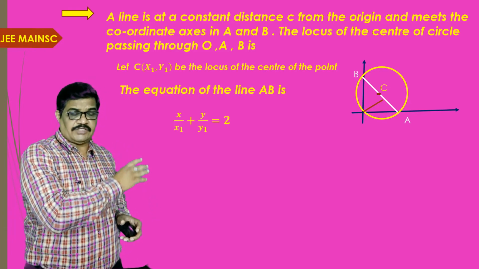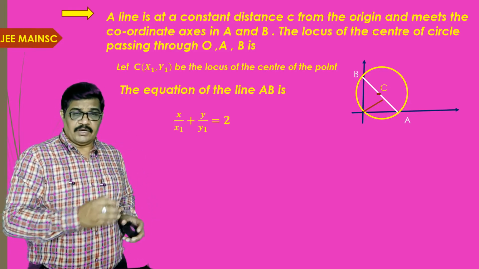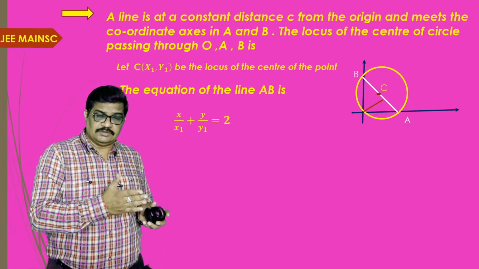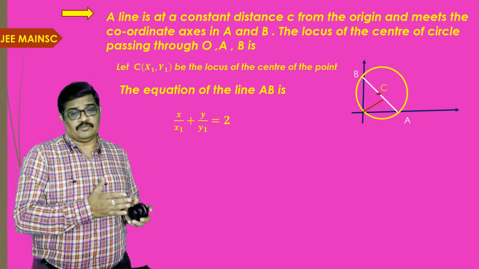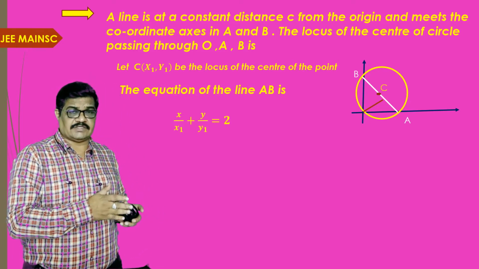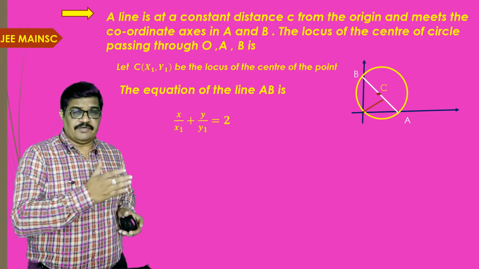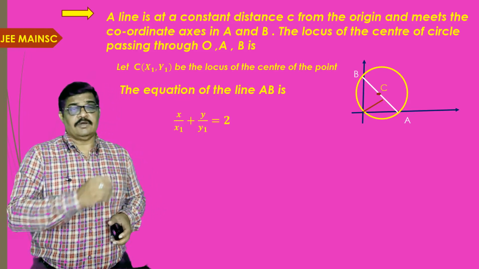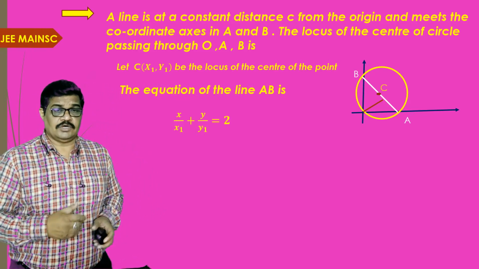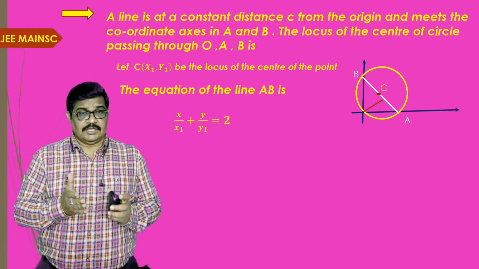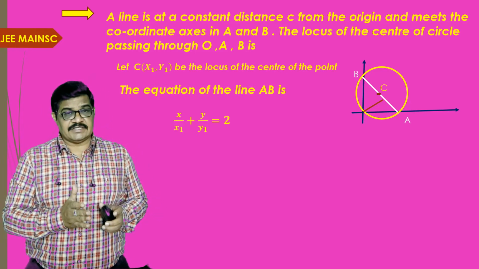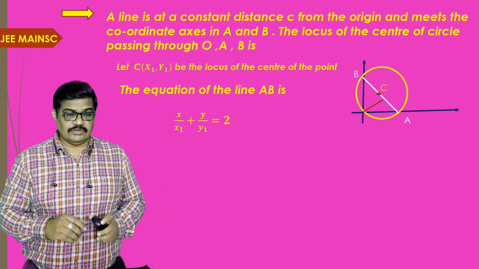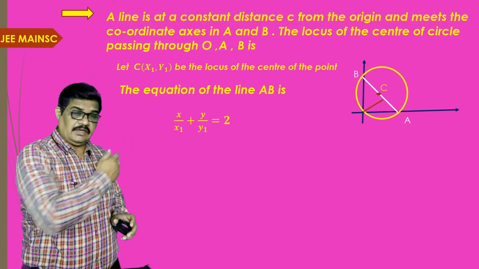So here, for the equation of the line AB, we know C is the midpoint of AB, where A and B are the points on the x-axis and y-axis. So what is the line equation? If the midpoint of AB is (x1, y1), then the line AB equation is x/x1 + y/y1 = 2. If you know the midpoint of the line intercepted between the coordinate axes is (x1, y1), then the line equation is x/x1 + y/y1 = 2. This is the equation of the line AB.